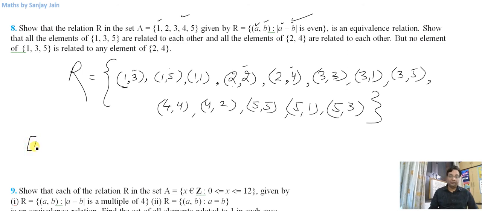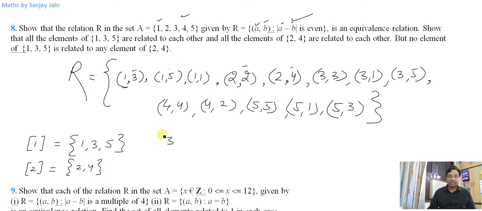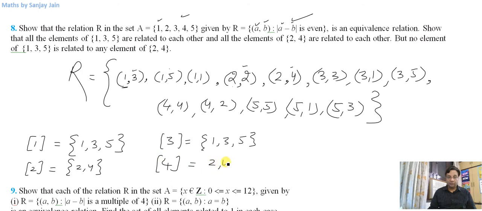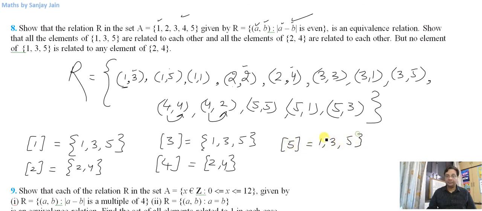If I want you to write the equivalence class of 1, what will it be? The elements with which 1 is related under this relation: 1, 3, 5. This will be the equivalence class of 1. What will be the equivalence class of 2? It will be 2, 4. Equivalence class of 3 will be 1, 3, 5. Equivalence class of 4 will be 2, 4. Right? What is 4 related to? 4 is related to 4, 4 is related to 2, that's it. Equivalence class of 5 will give me 1, 3, 5, and that's it.